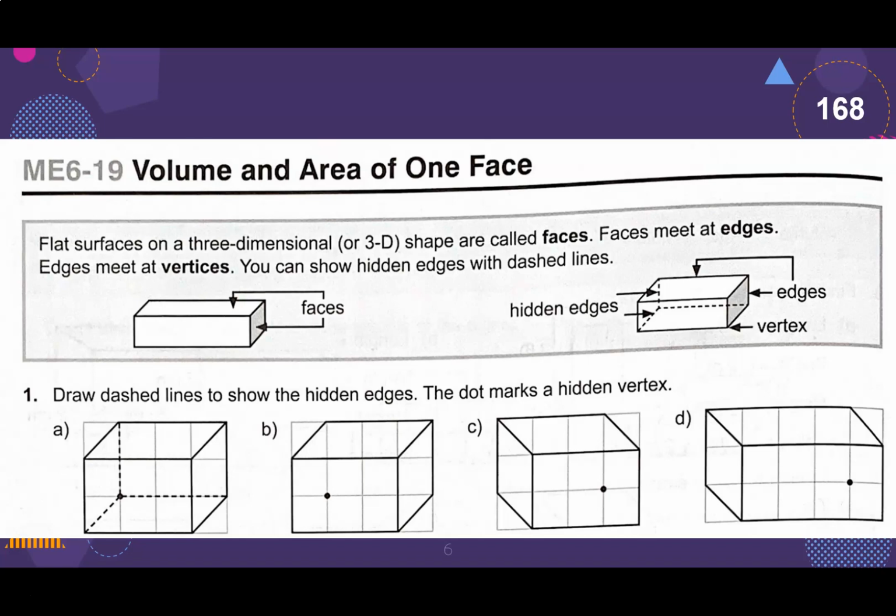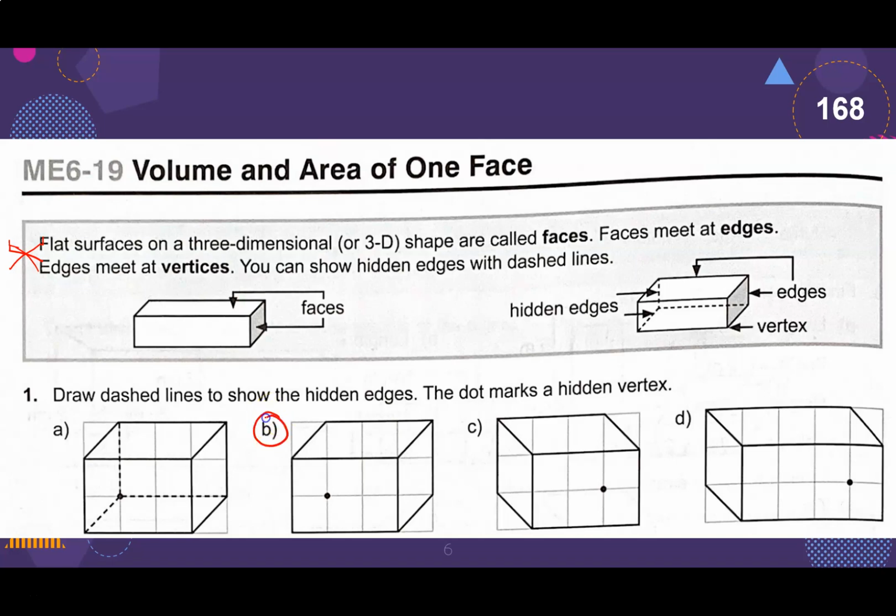Let's jump right in to page 168 in your Jump Math book. The gray box provides a review of those three definitions. Question 1 says, draw dashed lines to show the hidden edges. The dot marks a hidden vertex. A has been done for us.